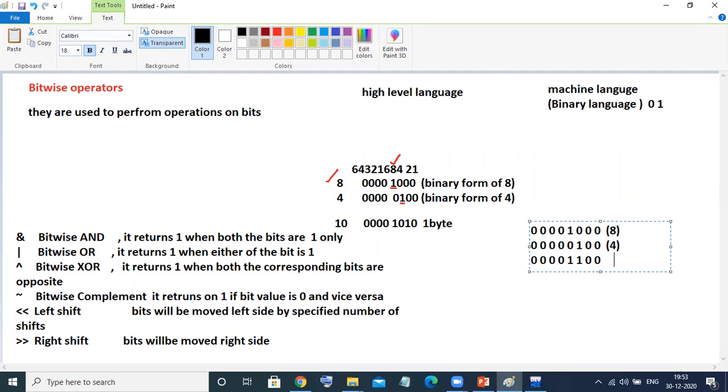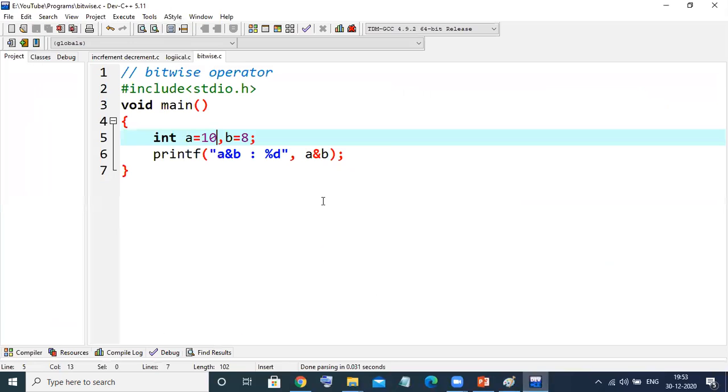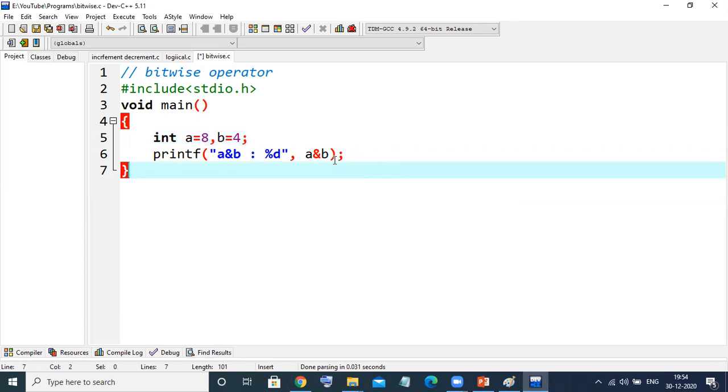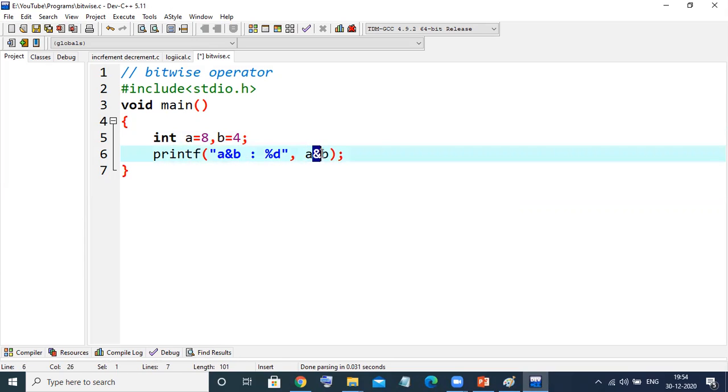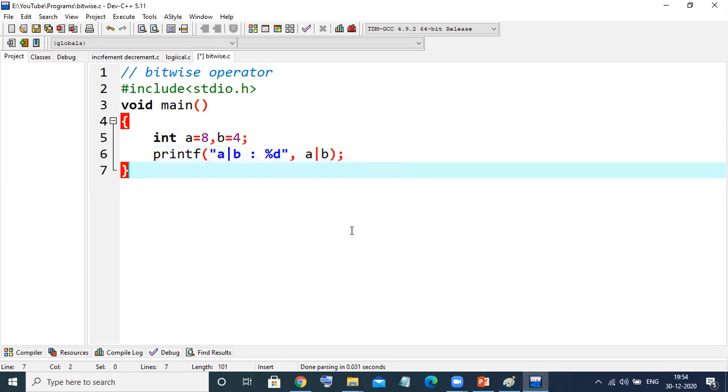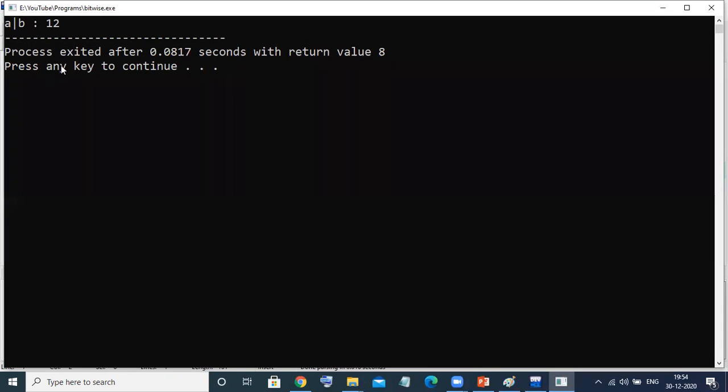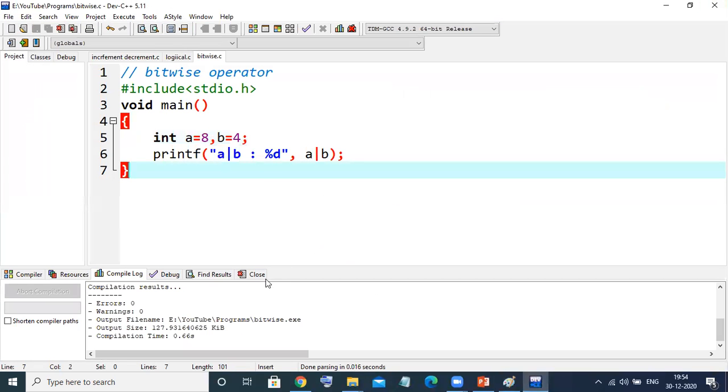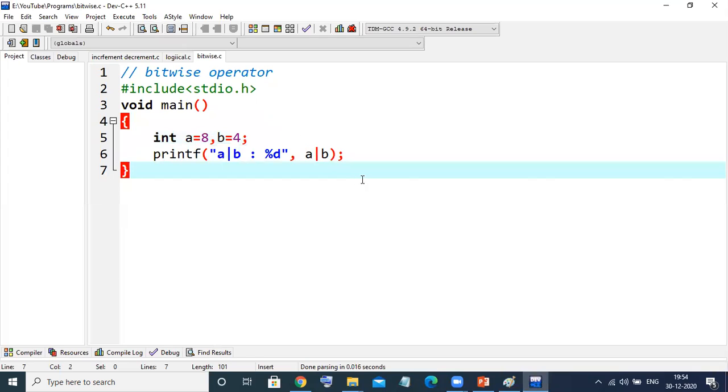That means if I do 8 and logically 8 and 4, my answer would be what? This is 8 plus 4, the answer would be 12. So let us check. Go here, and same thing. Suppose this is 8 and suppose this is 4. So my answer would be A, if I do A or B, bitwise OR. This is called the bitwise OR. If I do C, the answer is 12 because it's doing the calculation with bits, not directly with the decimal numbers.